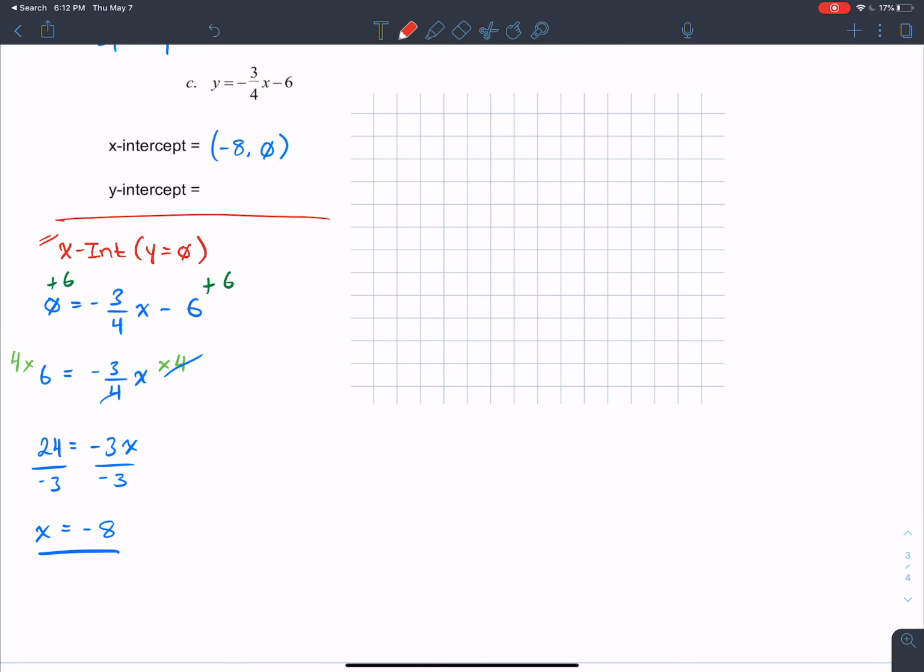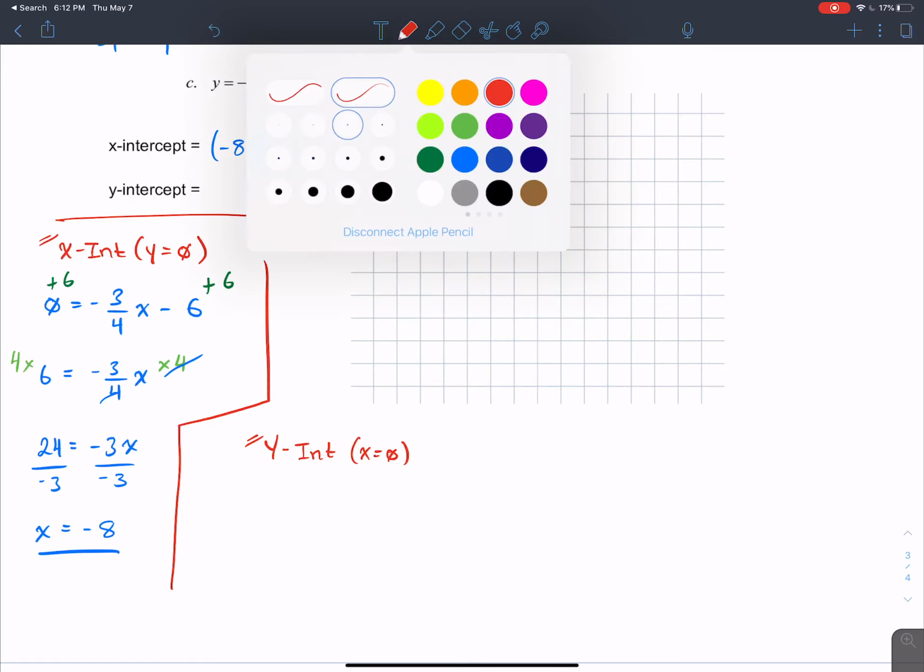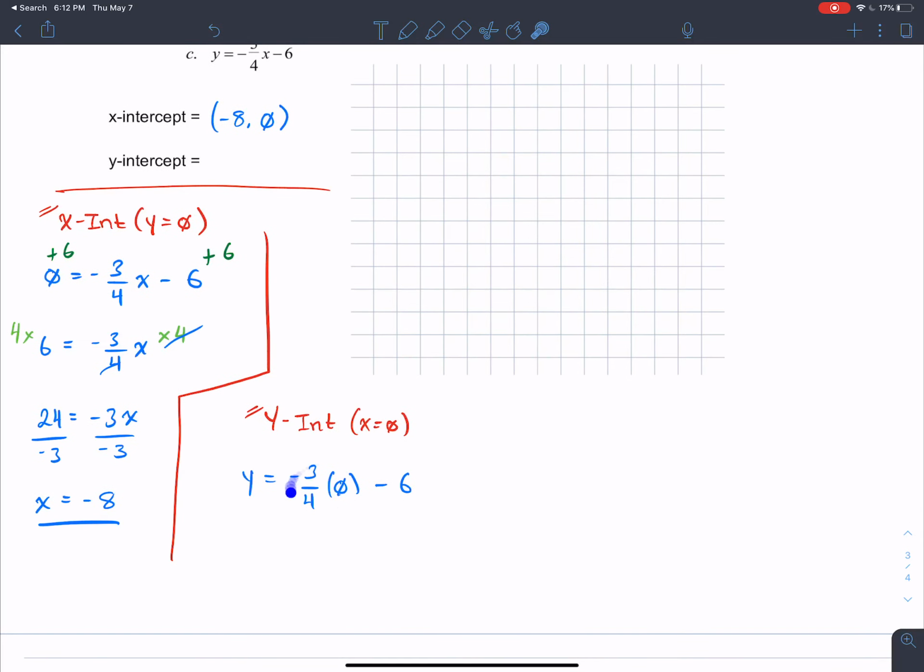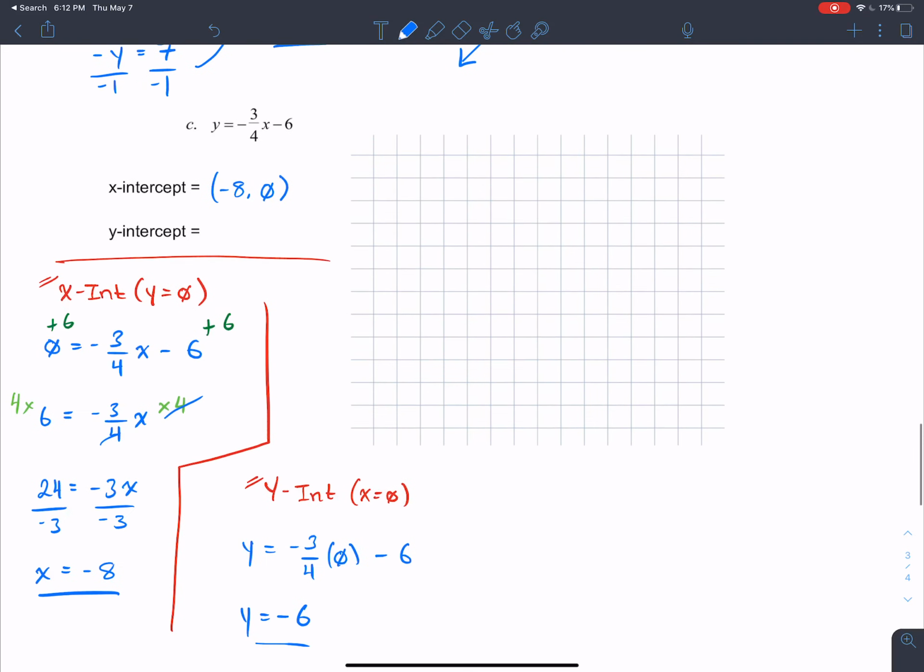And let's do our y-intercept, which actually becomes the easiest one, because we're setting x equal to 0. So we plug in y equals negative 3 over 4, open up our brackets, times 0, minus 6. Well, anything times 0 is just 0, right? So we're just left with y equals negative 6. So 0, negative 6.